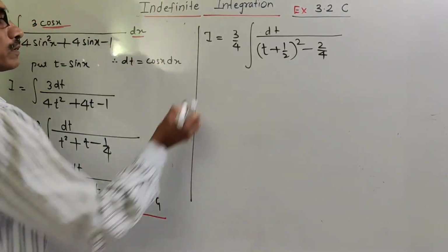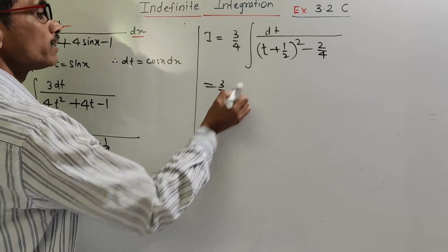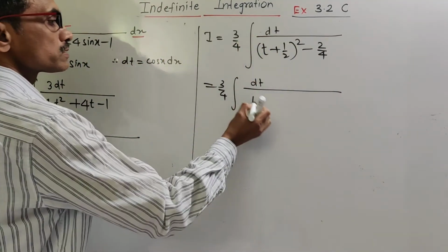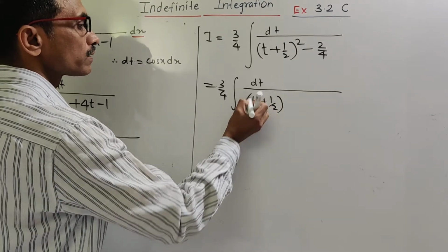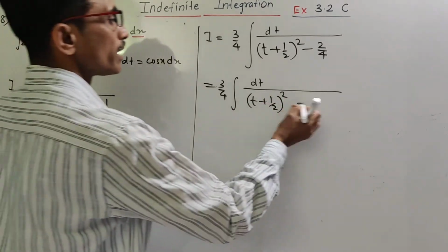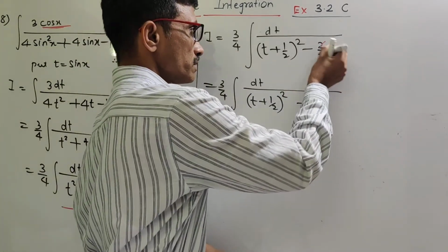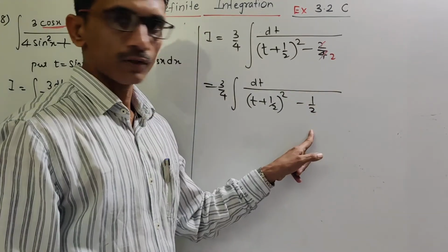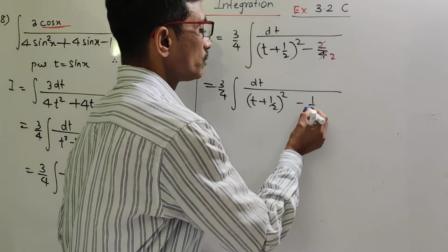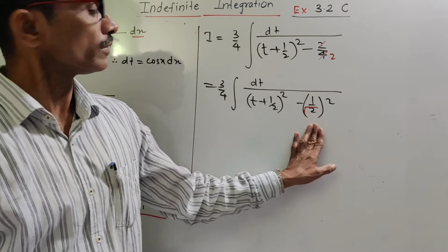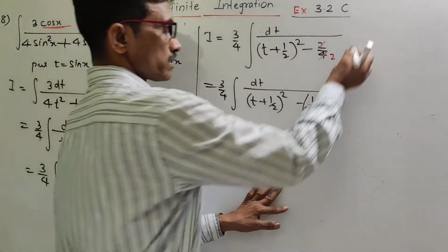2 by 4. So it is 3 by 4 integral dt upon (t plus 1 by 2) square minus 1 by 2. So this 1 by 2, after cancelling, it is 1 by 2, but 1 by 2 we will write as 1 by root 2 square. Now it is of the form dx upon x square minus a square.